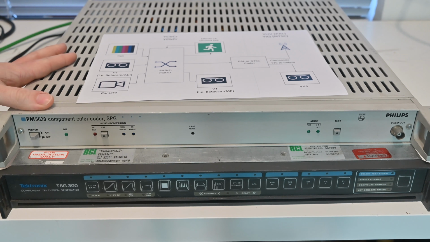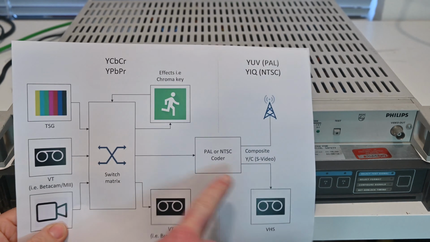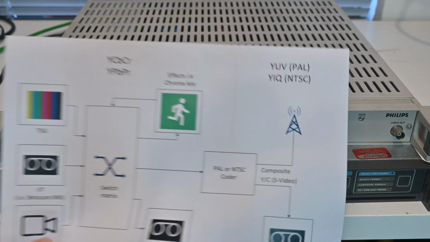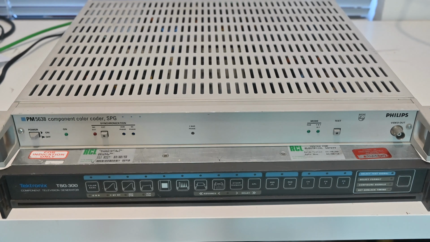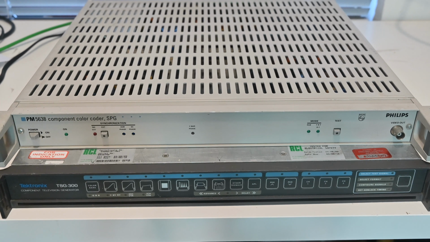I think we saw this one once before. This is this item here, the PAL coder that sits between the component and composite domain. Now converting from component to PAL or NTSC in a broadcast environment is not a trivial matter. There's going to be some serious piece of equipment like this that's going to be doing it.